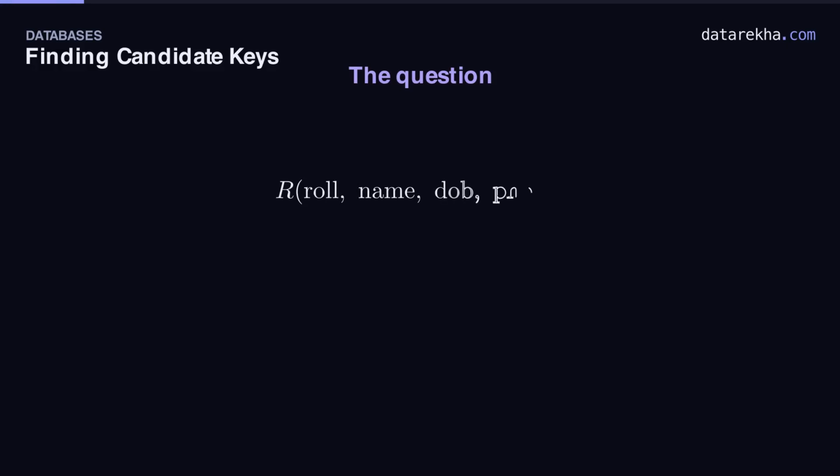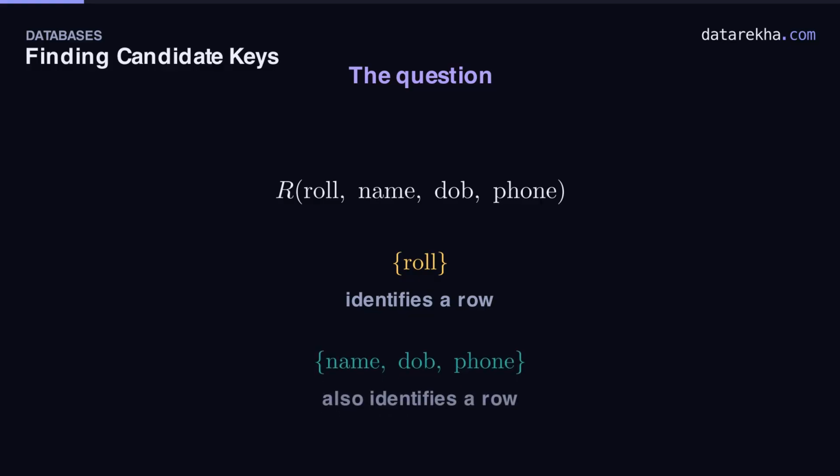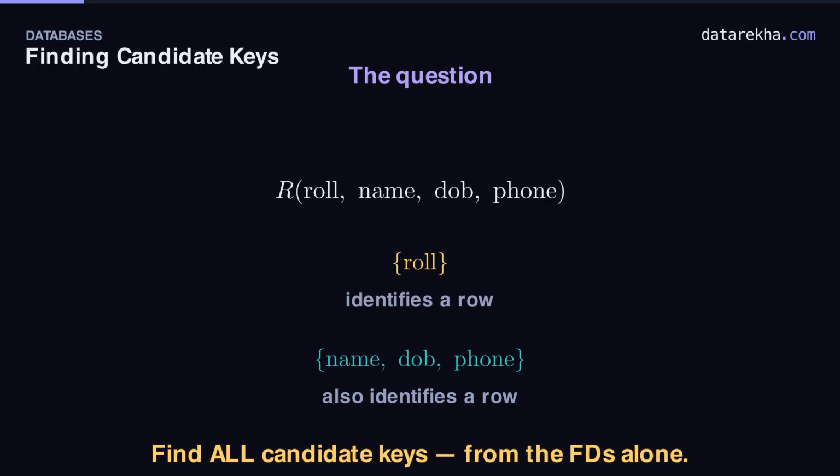Picture a table of student records: roll number, name, date of birth, phone. A couple of different things can pin down a single row. The roll number alone works, but so does the bundle of name, date of birth, and phone together. Both feel like keys. Which attribute sets truly qualify? Are there others we haven't spotted?